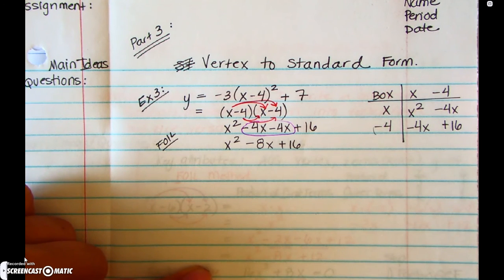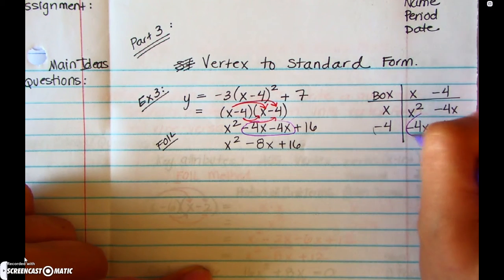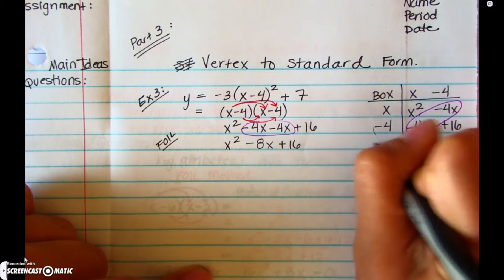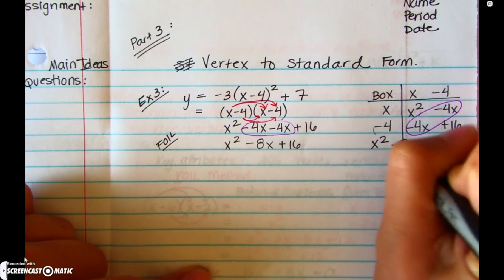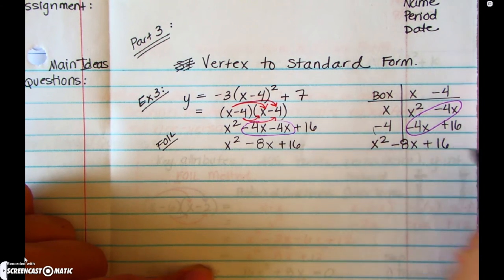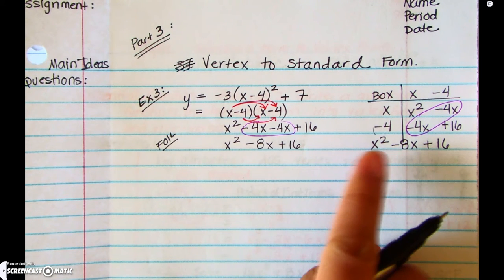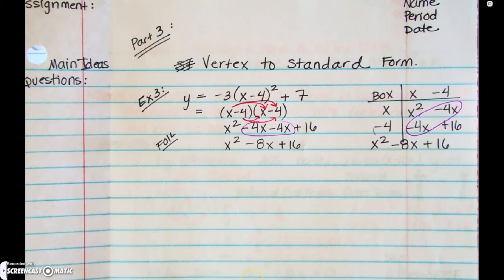You combine the like terms. In this case, the like terms are negative 4x and negative 4x, which at the very end gives us negative 8x plus 16. So x squared minus 8x plus 16, the same exact answer as we got using the FOIL method.